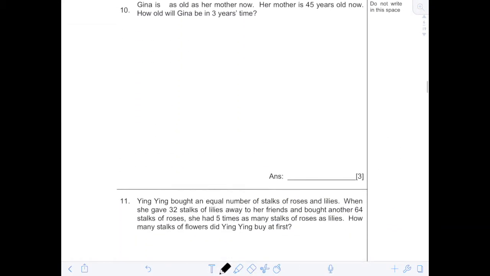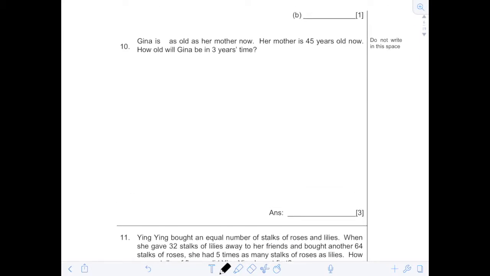Question 10. Gina is as old as her mother now. Her mother is 45 years old. Now, how old will Gina be in 3 years' time? Okay, sorry, she's not as old as her mother now. How can she be as old as her mother now? Here there's supposed to be a fraction. The fraction should be, let me just check, 4/9.